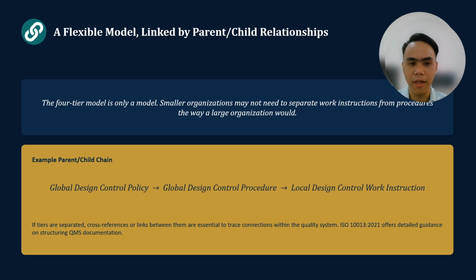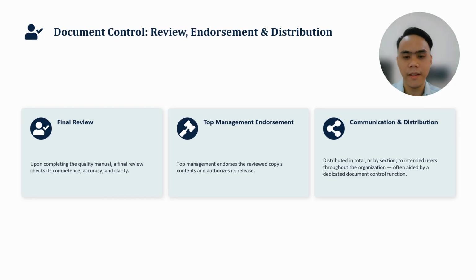For anyone wanting much deeper guidance on the structure and documentation within the quality system, this chapter points specifically to ISO 10013:2021 as a great resource. So writing the quality manual is not the last step.